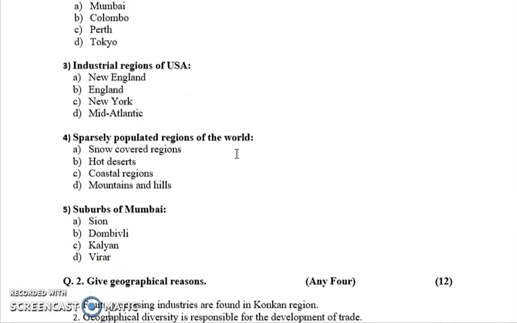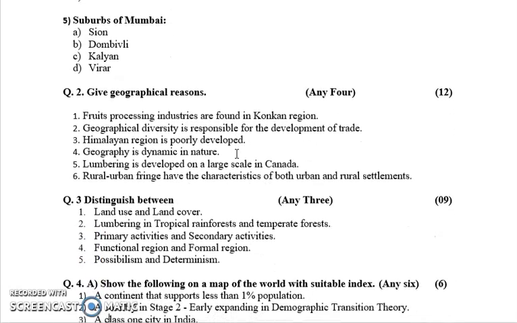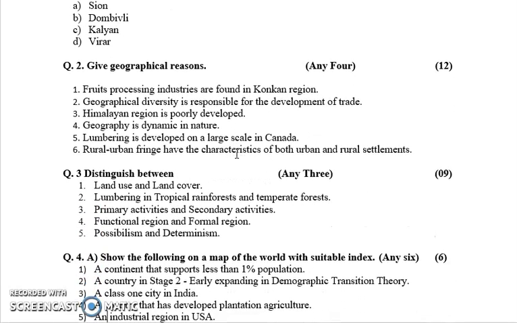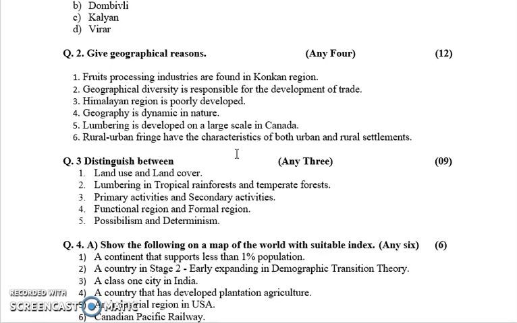Next we have give reasons. There are a total of 5 or 6 give reasons, out of which you have to write only 4. The marks given are 3 for each, and the total weightage is 12 marks. The first question is: fruit processing industries are found in the Konkan region, why are they found?